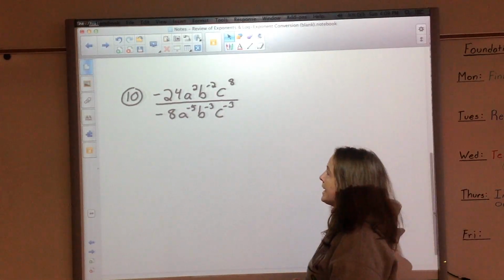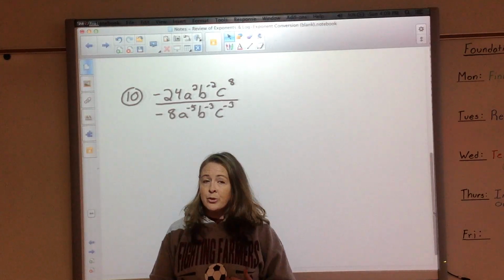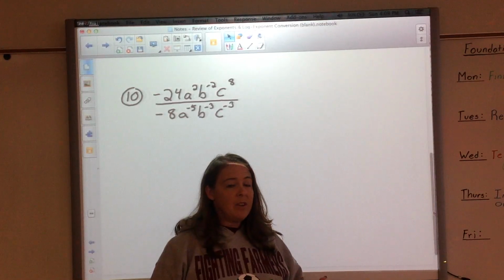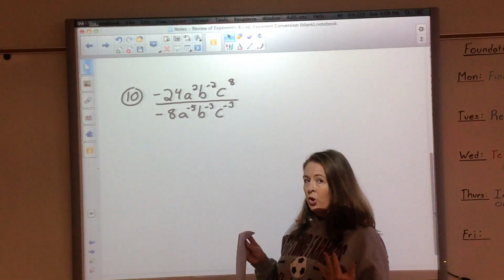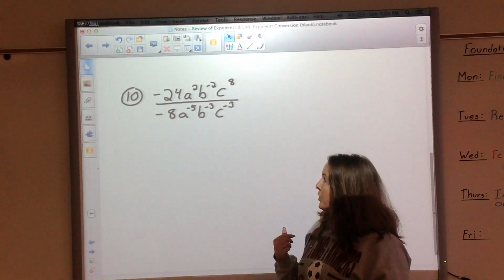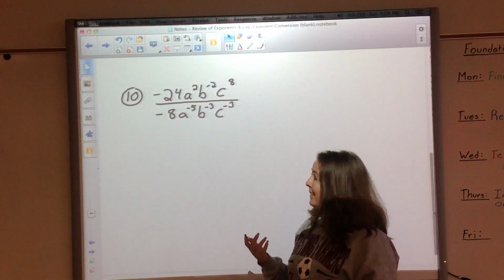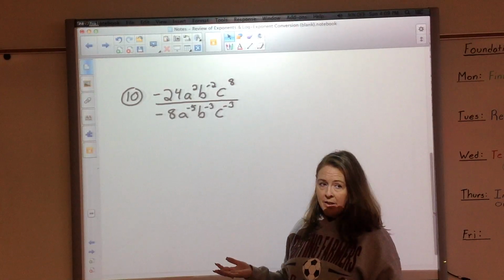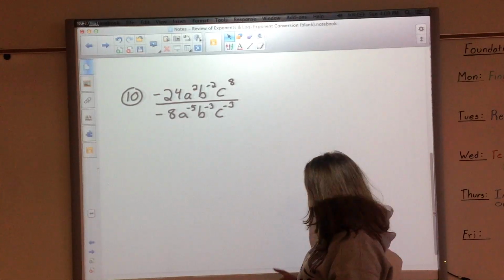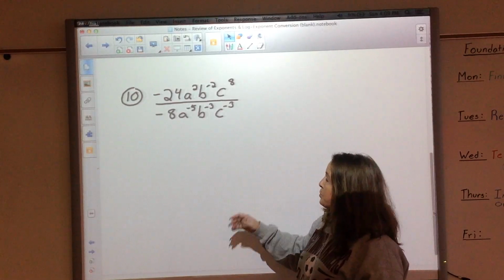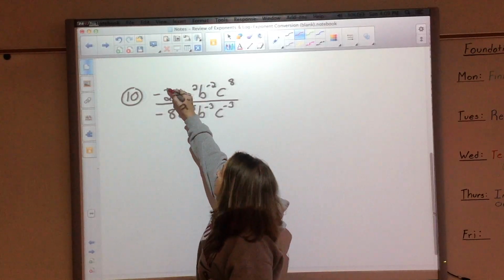All right, number 10. There are no parentheses with exponents outside of it, so that means I don't have to distribute my exponent and all that good stuff. What I do need to look at, though, is what will simplify. And again, multiple routes to take here will all get you to the same answer if done correctly. What I'm going to look at first is each piece.